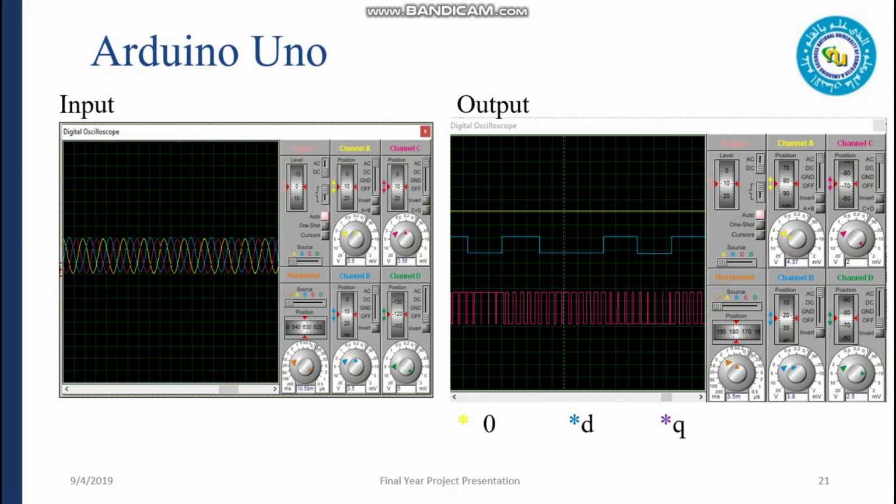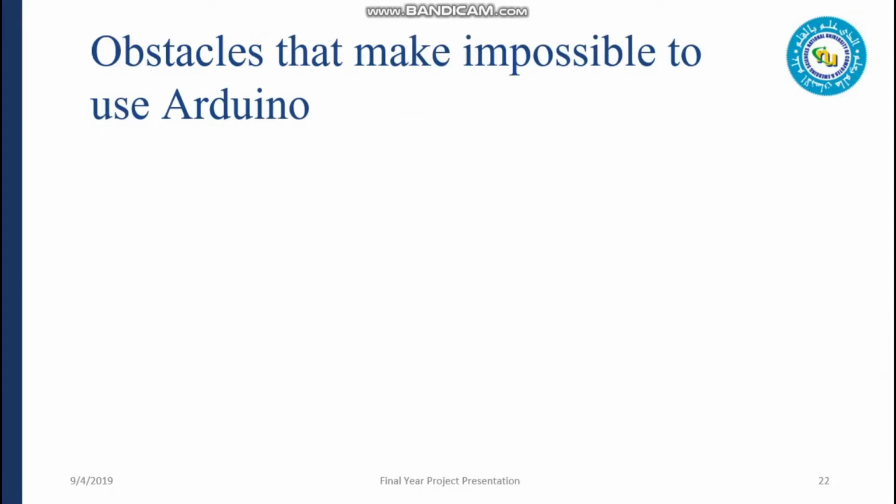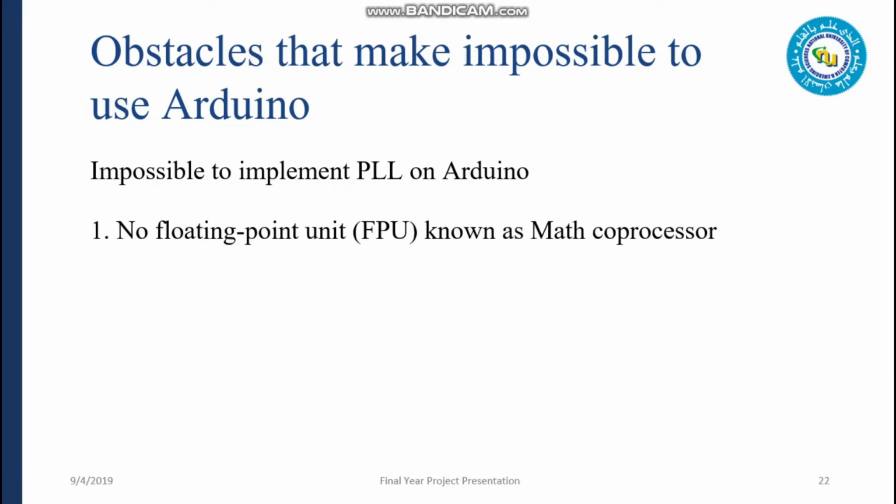While working on Arduino, we faced a lot of obstacles, but among all of them, the implementation of PLL was the major obstacle, for the following reasons. First, the Arduino processor doesn't have a floating point unit. A floating point unit, also known as a math coprocessor, is a specialized coprocessor that manipulates numbers more quickly than the basic microprocessor. The requirement of an FPU is not limited to PLL; a lot of my project blocks required an FPU to be processed.